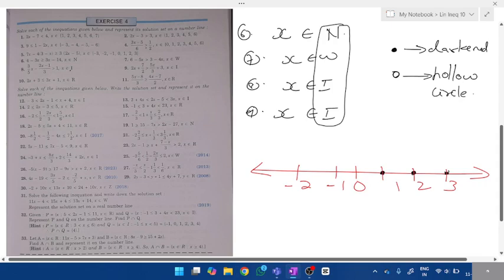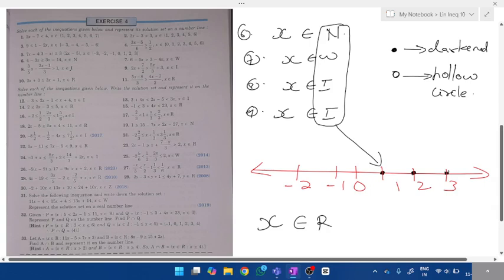Okay, for these four, this is how you plot. You use the darkened circle for natural number, whole number, integer. For real number, look at question numbers 10, 11, 13, 14, 15, all those questions, x belongs to real number.